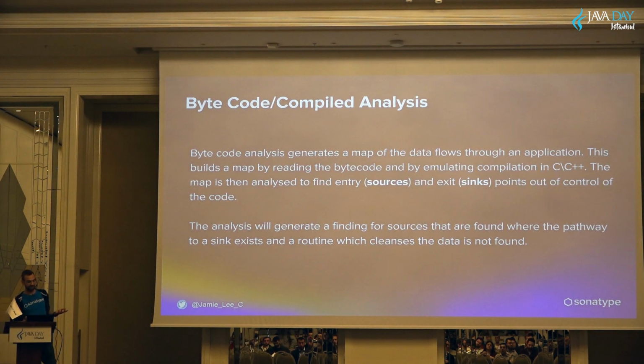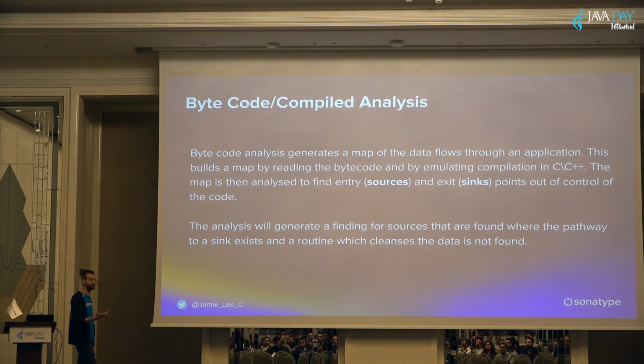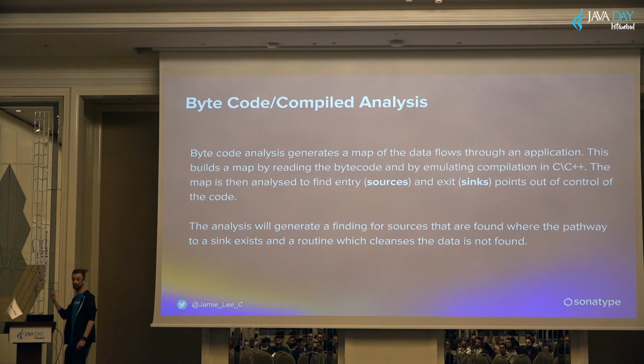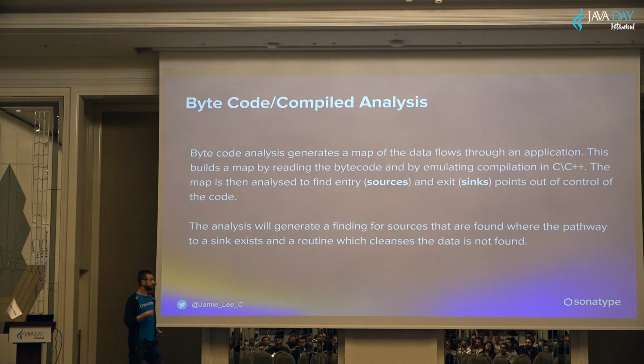So bytecode analysis, what does it do? Well, it essentially generates a map of your application, and it looks for two things, the entry and exit points, which are called sources and sinks. It maps out where the data goes through your system, and if that data is not being handled correctly, it knows there's a problem there. And then it can find, okay, this is a way a bad actor or a hacker can attack your system. So it's quite good. And it also is a lot more accurate than scanning the source code.